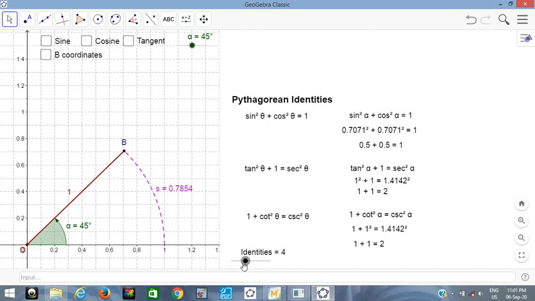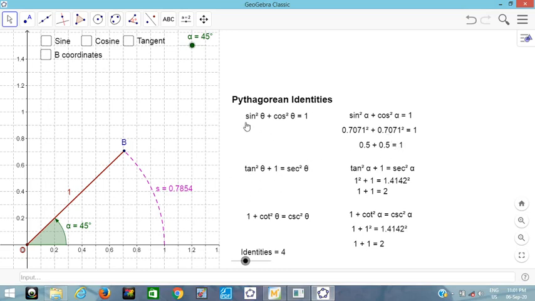Then the fourth identity I want you to take note of is this. This is another very important trig identity you must not forget. That is sine square theta plus cos square theta is equal to 1. Take note of this. Then this is just a proof to show that this identity is correct. Put 45 here, put 45 here, substitute down, you will see that it will give you 1.